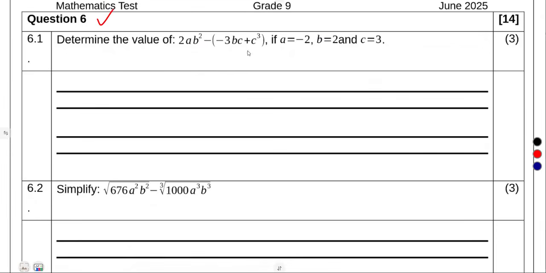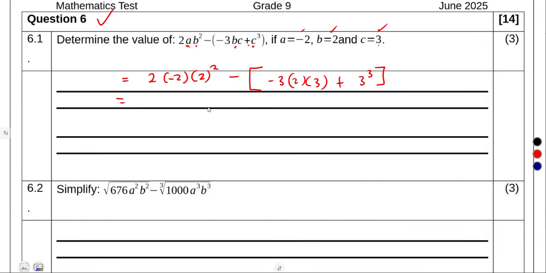Determine the value of this. All right. If A is -2, B is 2, and C is 3, simply substitute into the given expression. So that's 2 times A. Our A is -2. B squared. Our B is 2. Then you square it. Minus 3 times A. All right, let's just open the bigger bracket like this one. So it's going to be -3 times B. Our B is 2. And C is 3, plus C cubed, 3 to the exponent of 3.